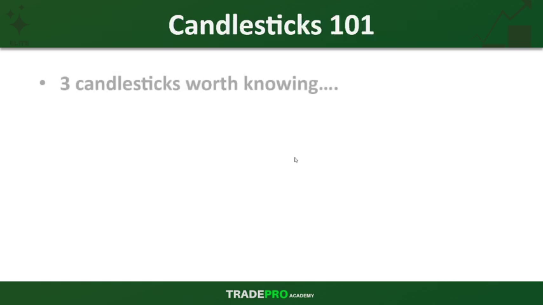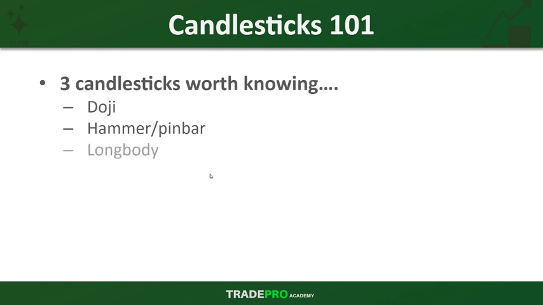Now moving on to candlesticks here quickly. In terms of day trading futures in the range bars, we think there are about three candlesticks that are worth knowing: the doji, the hammer or pin bar, and the long body. The doji and the hammer do pretty similar things in terms of how they continue moves or how they may stall moves, but they're pretty interchangeable when it comes to range bars.